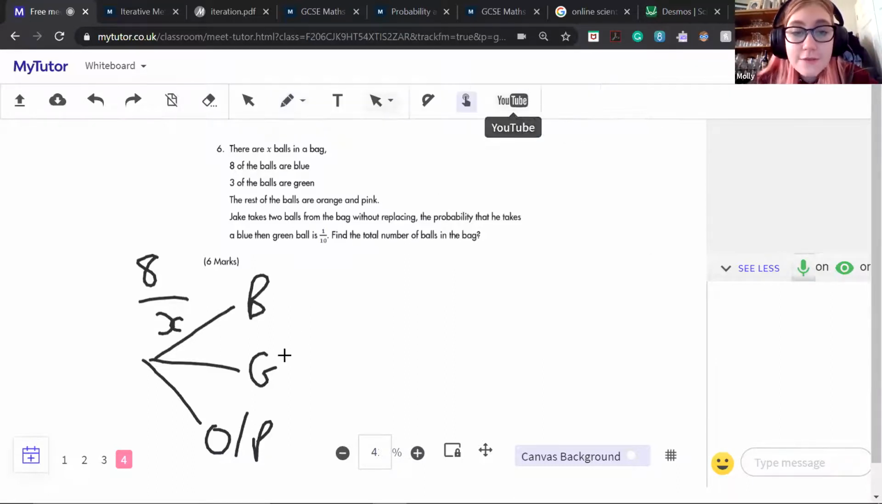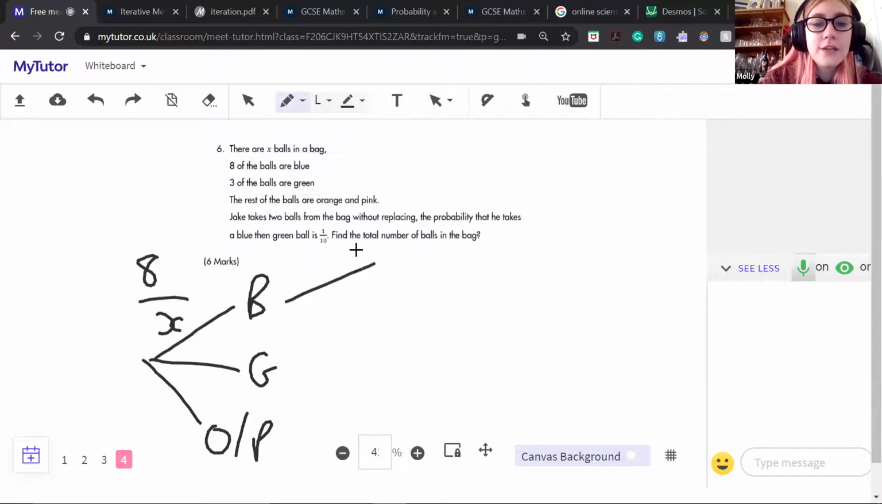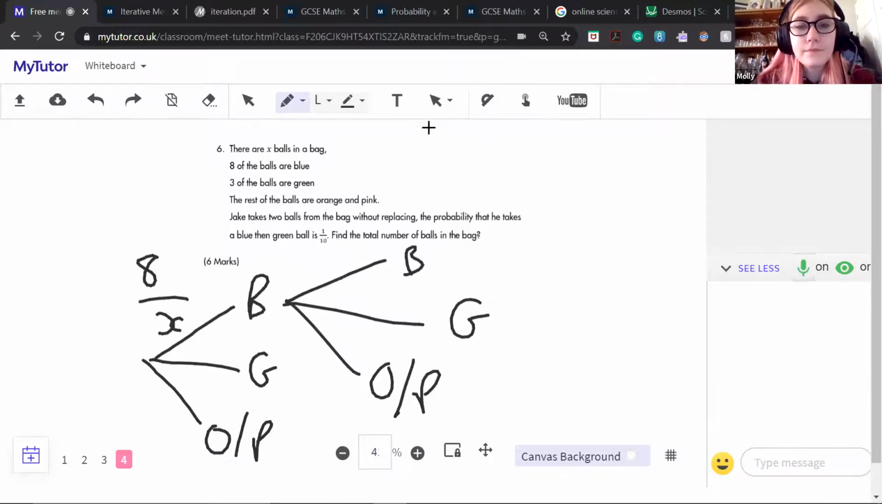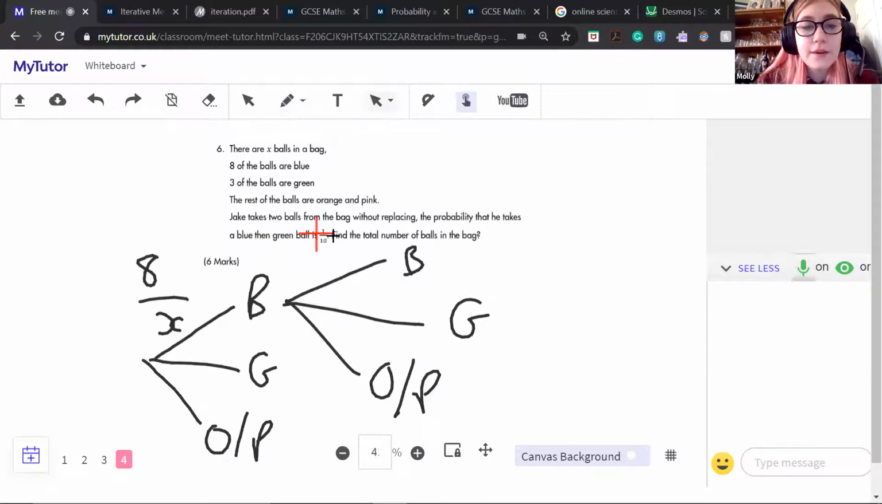Now we actually don't need to fill in the rest because we don't care about if he draws a green or an orange or a pink ball first, because that's not the bit of information that we have. We just have information about a blue then a green. So after he draws a blue, he can then either draw another blue, a green, or an orange/pink. So we only care about this line here, where he draws a blue, then a green.